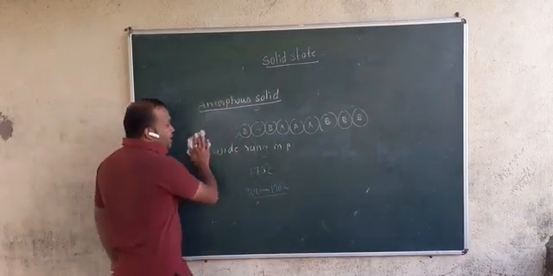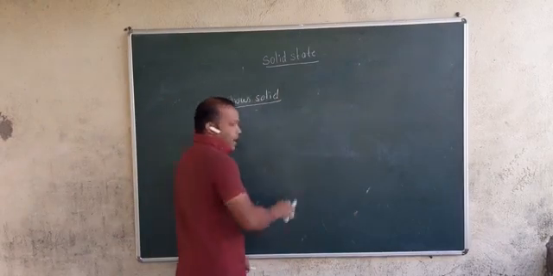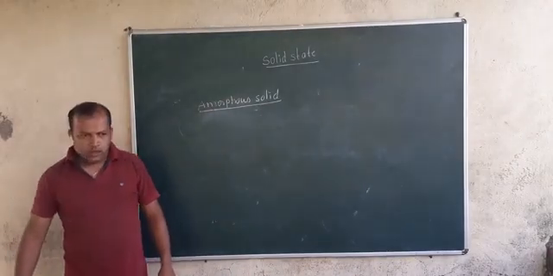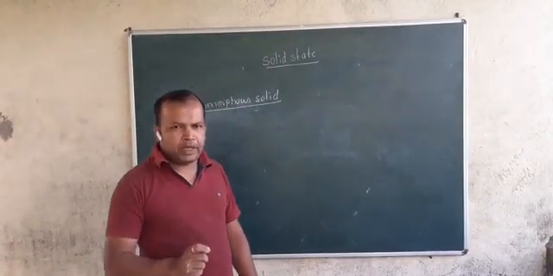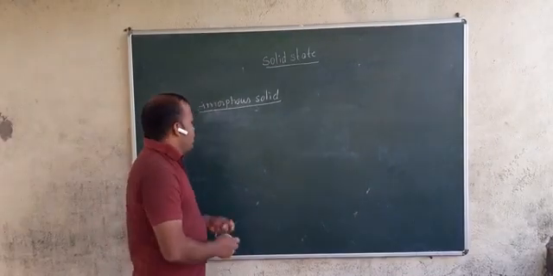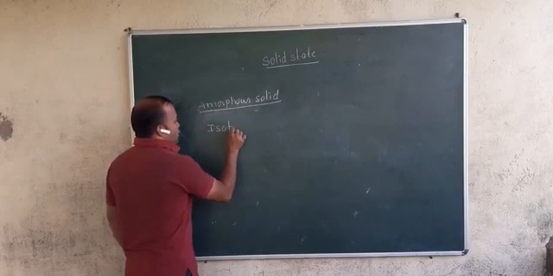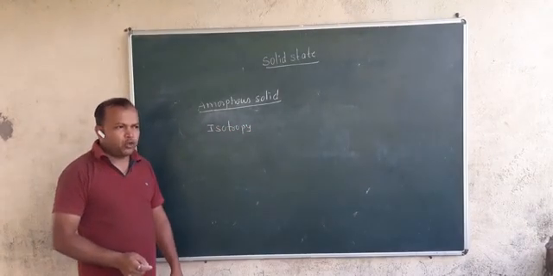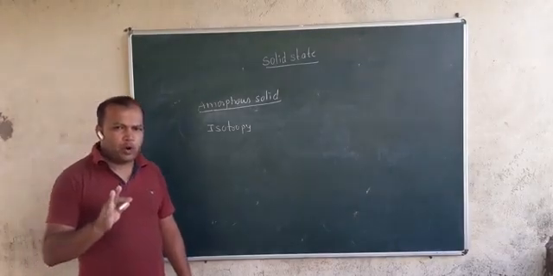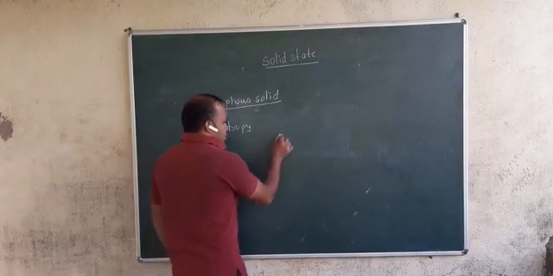The next point is, we have seen that crystalline solids are anisotropic. Anisotropy means the ability of a crystalline solid to change the value of a physical property when measured in different directions. But amorphous solids are isotropic. Isotropy means the value of a physical property will not change when measured in different directions.